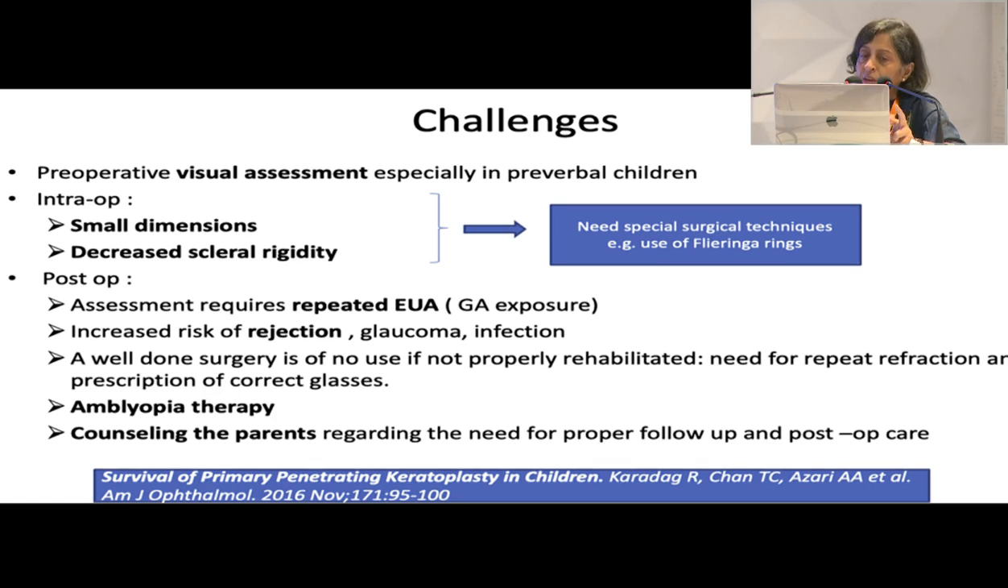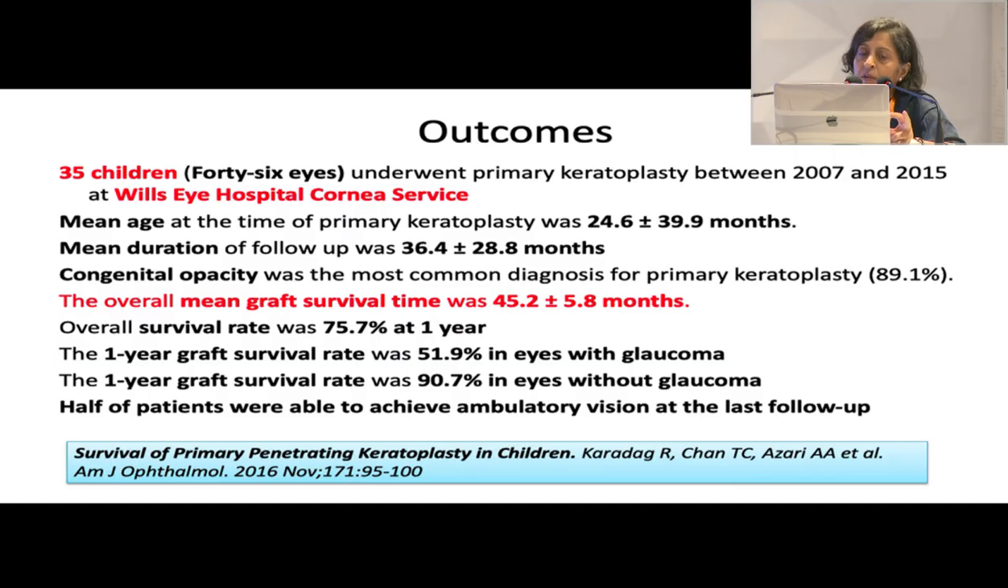Regarding the challenges during the surgery, Vanati will be covering that. Outcomes: when you look at the outcomes, even in highly industrialized nations, they have found that the results cannot be universally successful. So if you feel an optical iridectomy would give you a better outcome, that is an option you could consider. But what we would like to look at here is that the overall mean graft survival was about 45 months, but the 1-year graft survival was less in eyes with glaucoma. So that's the important thing.